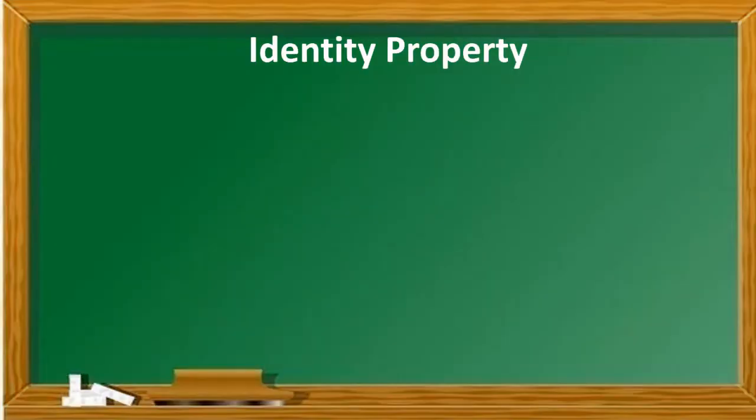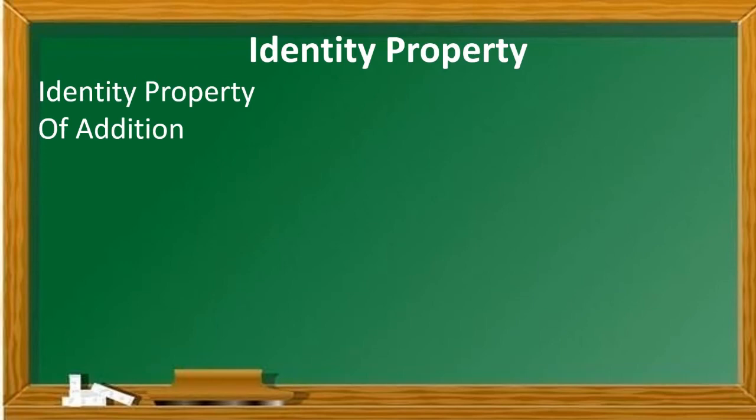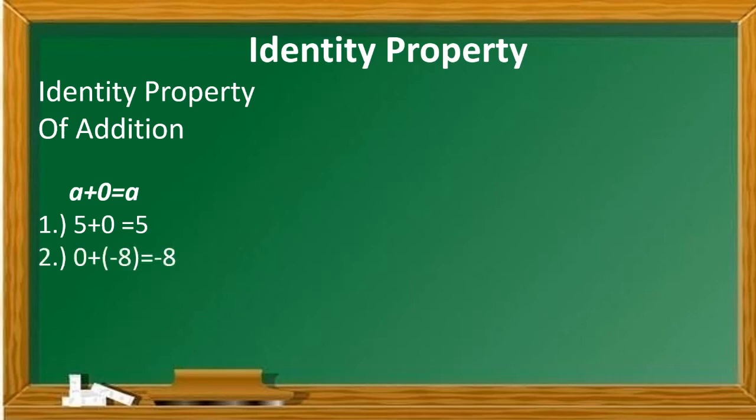Next is the identity property. Let us discuss first the identity property of addition. The sum of any integer and 0 is the integer itself. 0 is the additive identity. For example, 5 plus 0 equals 5. Another example, 0 plus negative 8 equals negative 8.